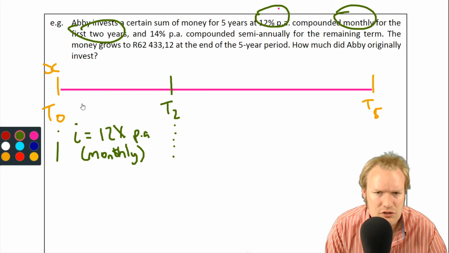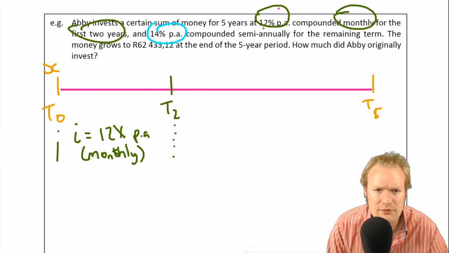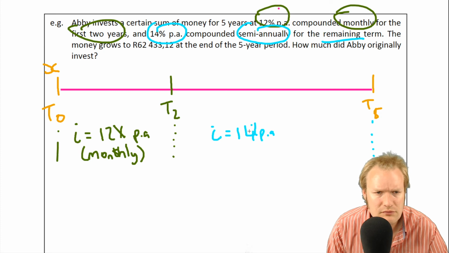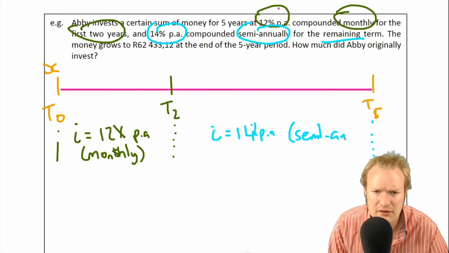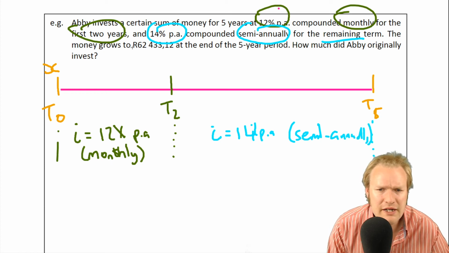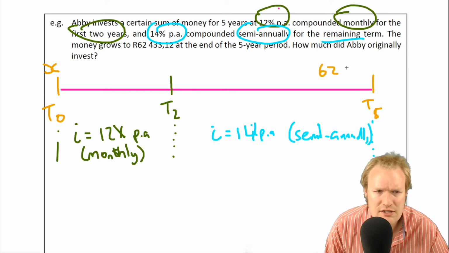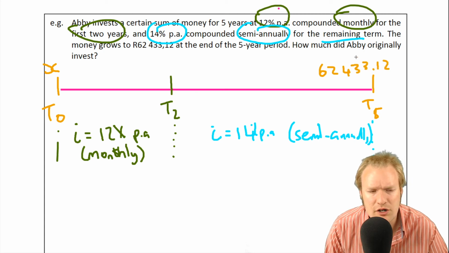And what else do we have here? Well, 14% per annum semi-annually for the rest. So for the rest, I equals, until the end, 14% per annum. And this is semi-annually. Okay. The money grows to 62,433.12.